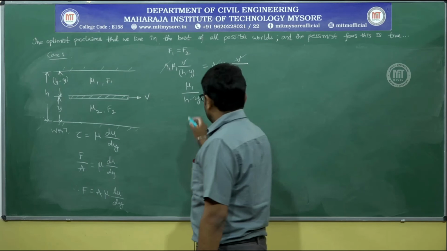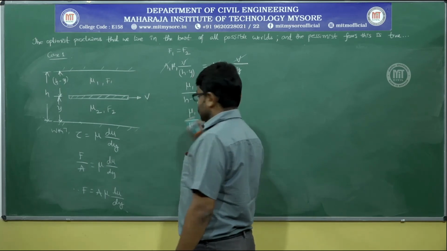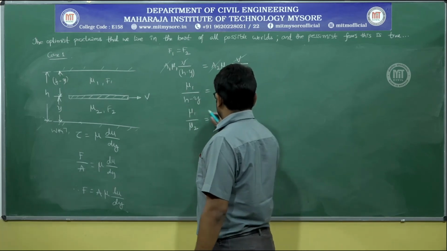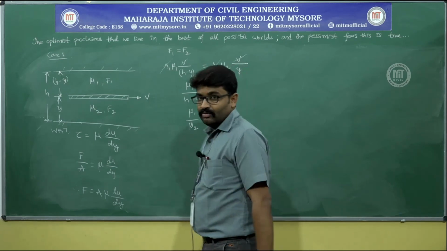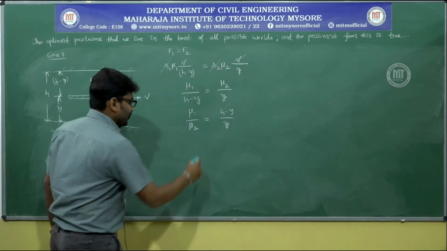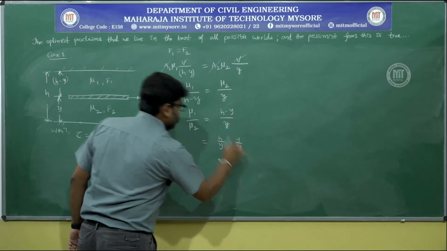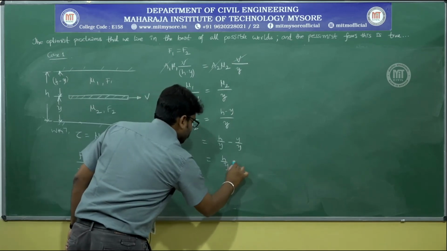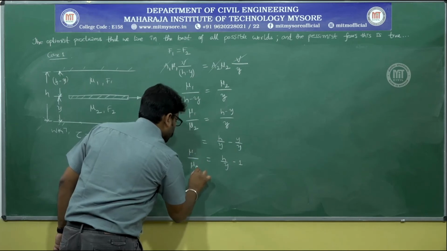On rearranging, you have mu1 by mu2 is equal to h minus y by y. Now on simplification you have h by y minus y by y. So this is nothing but h by y minus 1 is equal to mu1 by mu2.